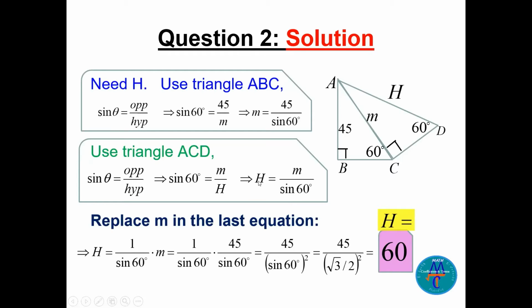Now this is what we need, h. We can just replace m from the first equation inside here. So we say h will be 1 over sine 60 times m. M from up here will be 45 over sine 60. So h will be 45 divided by sine 60 all squared. Sine 60 will be square root of 3 over 2. When you square it, you get 3 over 4. So 45 over 1 times 4 over 3, which will be 60.